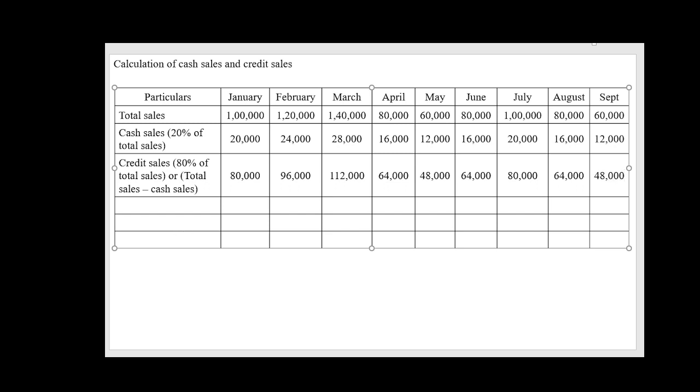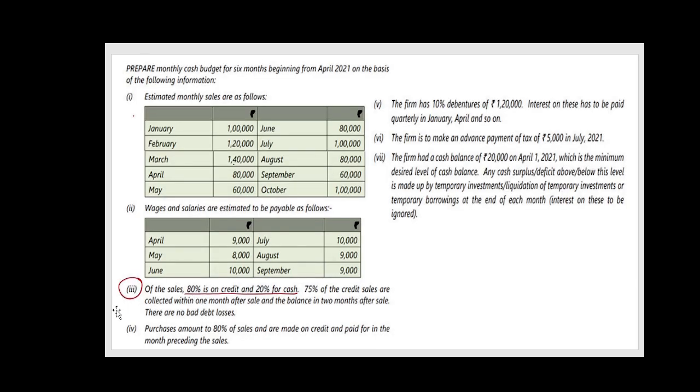Total sales is bifurcated into cash sales, which is 20%, and credit sales, which is 80%. Now, moving ahead, how is this credit sales collected? Whatever the credit sales are, out of the total credit sales, 75% is received after 1 month. So credit period is 1 month for 75% of the credit sales, and the balance is 25%. You will receive the money after 2 months.